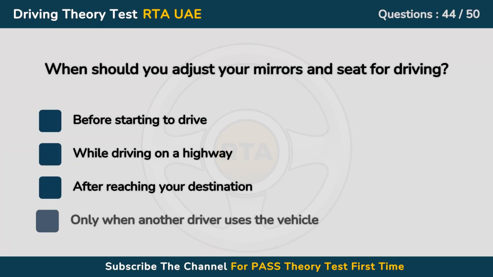Question 44. When should you adjust your mirrors and seat for driving? A. Before starting to drive. B. While driving on a highway. C. After reaching your destination. D. Only when another driver uses the vehicle.